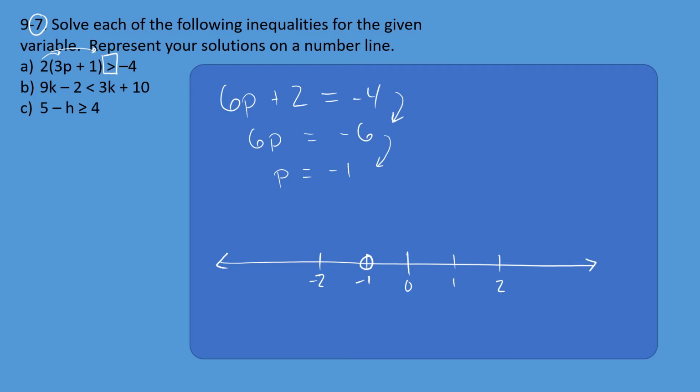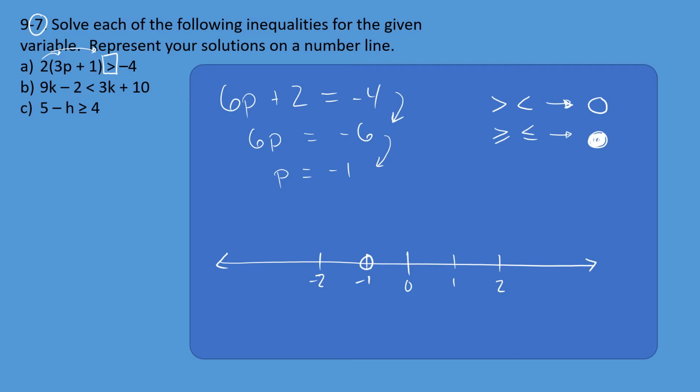So if I see inequalities with the greater than or less than symbol, then we're going to use an open boundary. But if I see greater than or equal to or less than or equal to, in those cases we'll use a closed boundary. The difference is that the closed dot indicates that that point is part of the solution, whereas the open one indicates that the boundary point is not part of the solution.